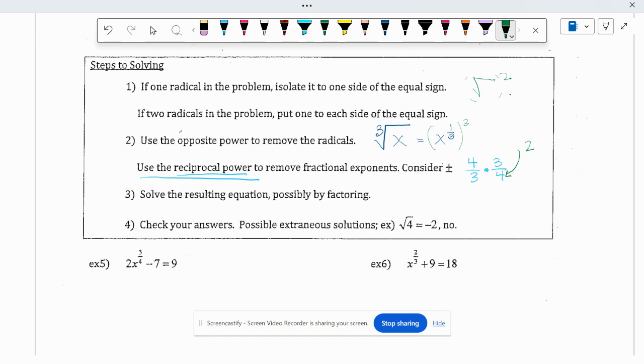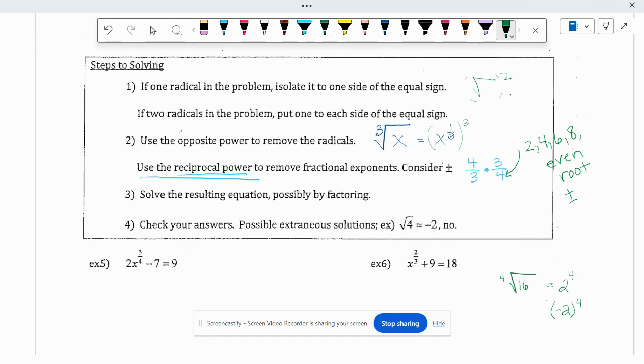Whenever you have a square root or a fourth root or a sixth root or an eighth root, any even root, you need to think about putting the plus and the minus. Here's what I mean. Let's look at the fourth root of 16. Well, the fourth root of 16, that's 2. That's the same thing as 2 to the fourth power, but it can also be negative 2 to the fourth power. So when you have an even root, you have both a positive and a negative.